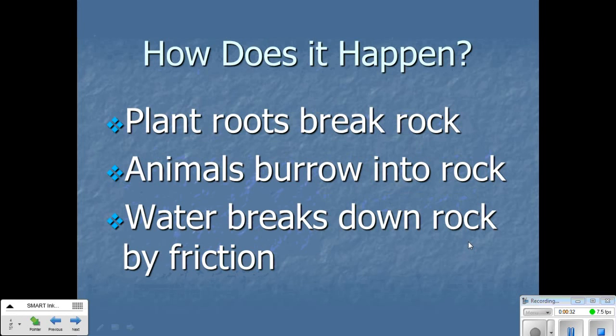How does physical weathering happen? Plant roots break the rock. Animals can burrow into a rock. Water can break down the rock by friction.